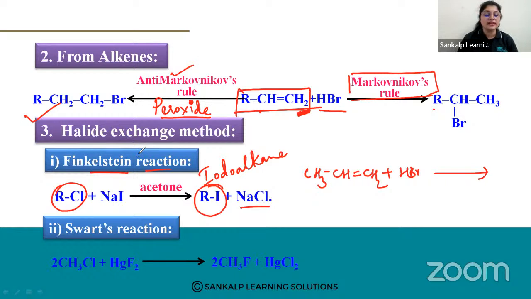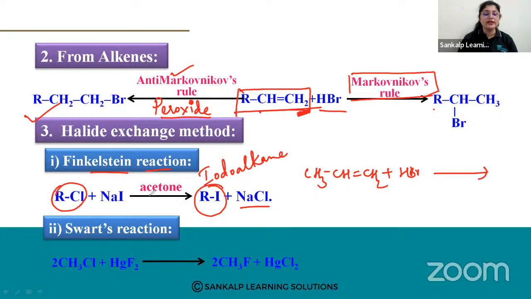Okay, so this is the Finkelstein reaction. Next is Swarts' reaction, from which you can prepare alkyl fluorides. How do you prepare them? An alkyl chloride is taken, that is methyl chloride, and it is reacted with a metallic fluoride.